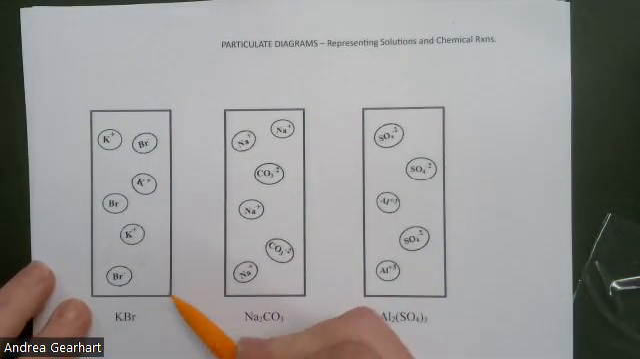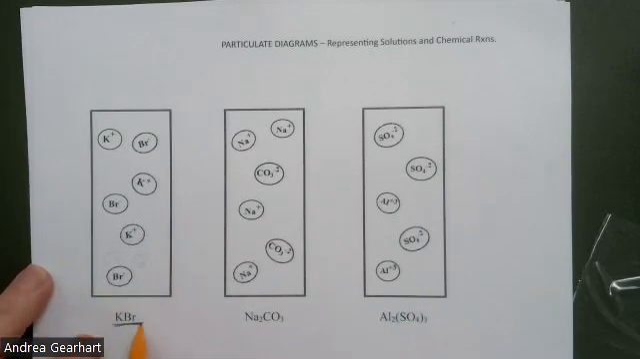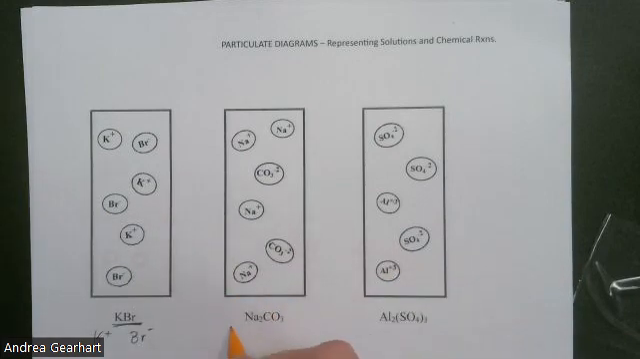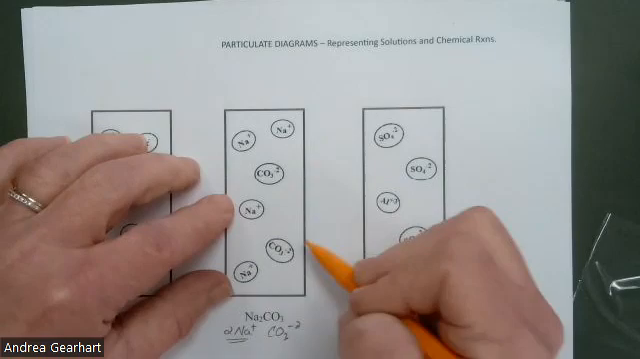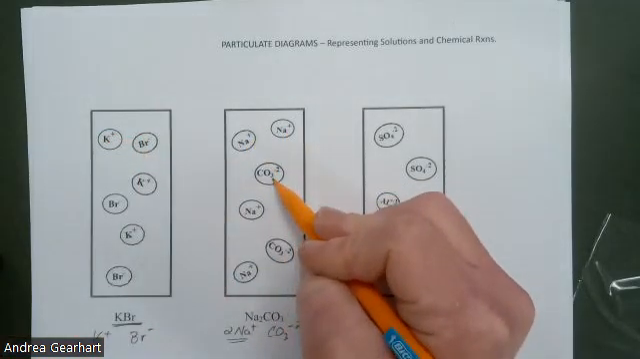If we examine, we know that for every one formula unit of potassium bromide, we get one potassium ion for every one bromide ion. And if we check, the 1-to-1 ratio is respected. Here, we know all sodium compounds are soluble. And when this dissociates, we get 2 sodium cations for every 1 carbonate anion. So 2 sodiums, 1 carbonate, 2 sodiums, 1 carbonate.